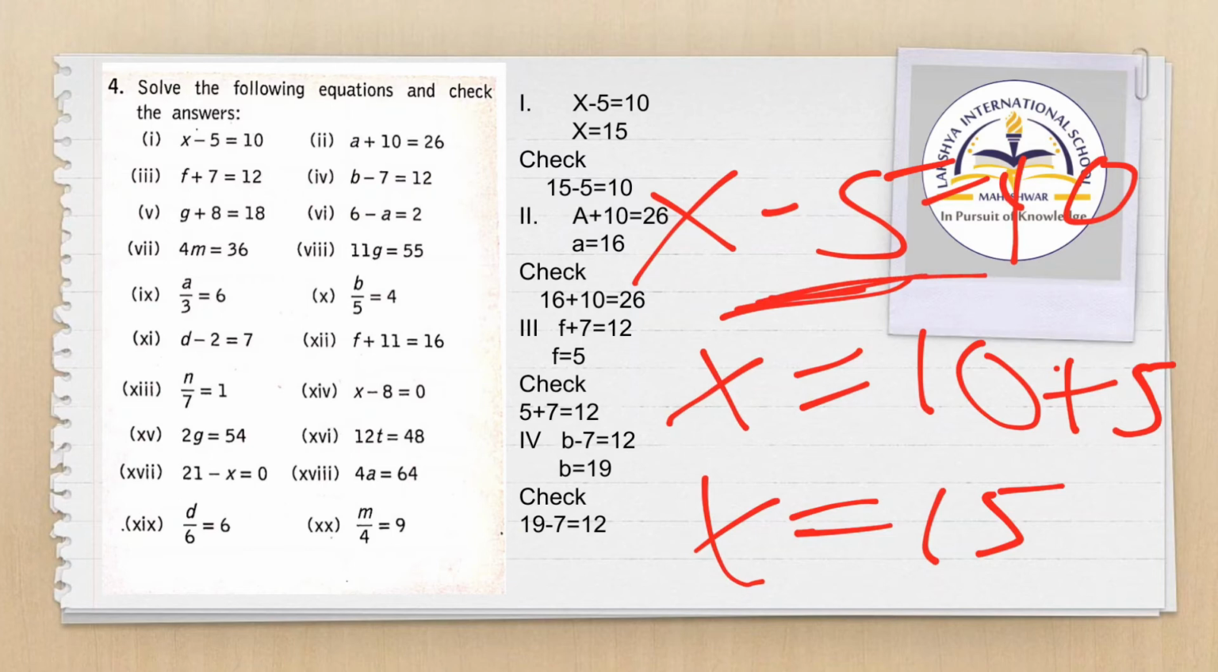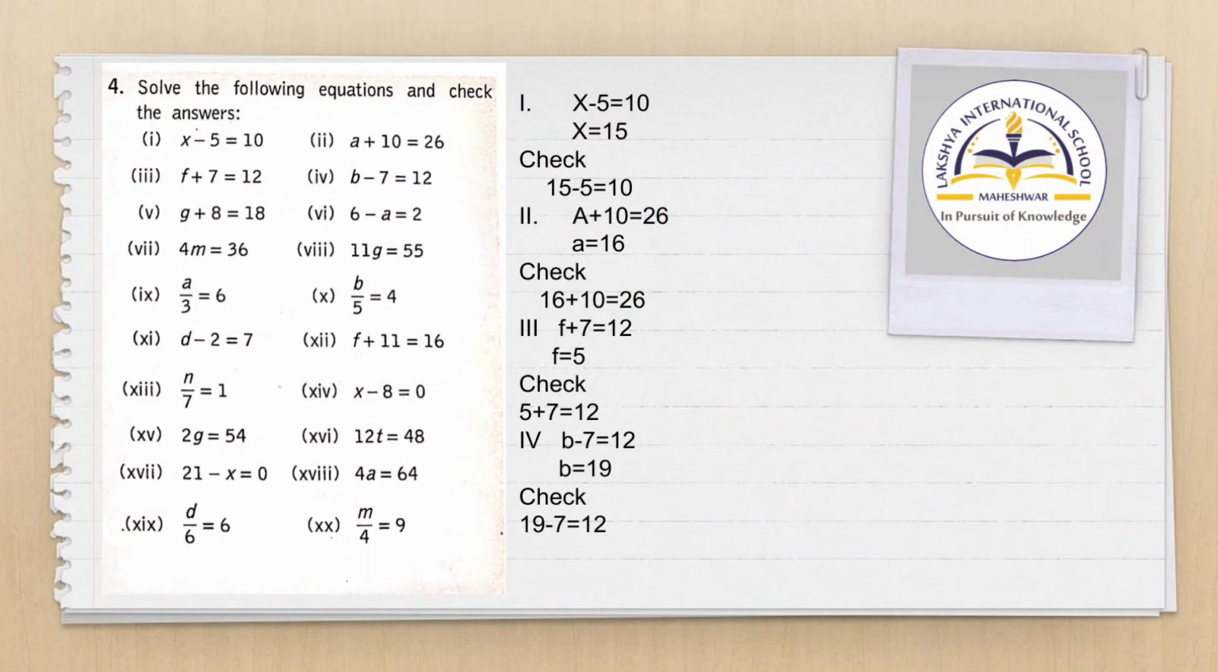Now we will see whether 15 is the correct answer or not. How can we check that? We have to put the value 15 in the question. So 15 minus 5 equals what? 10. So this is our answer.